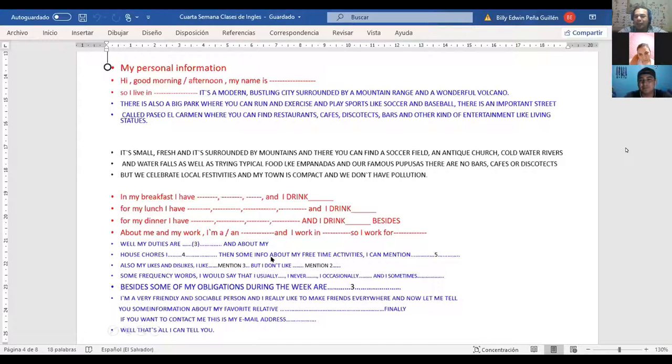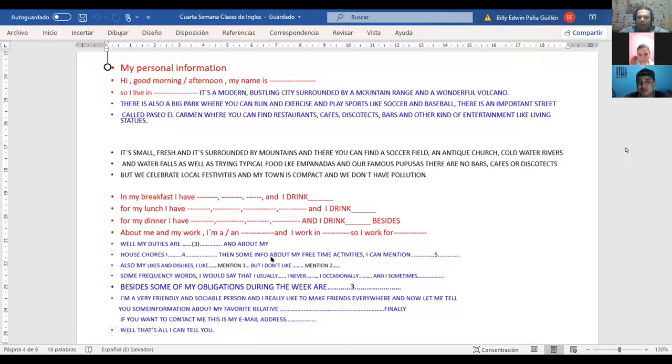Ahí tendría que decir, I'm a physical education teacher and I work in a school, so I work for Champagnat School. Teacher, yo tengo una duda. Trabajo en una escuela en el colegio Champagnat, o trabajo para el colegio. Correcto, trabajo en un colegio, y de ahí trabajo para el colegio Champagnat. Ah, okay. Yes, Catherine, tell me. Primero se dice el nombre de la institución.